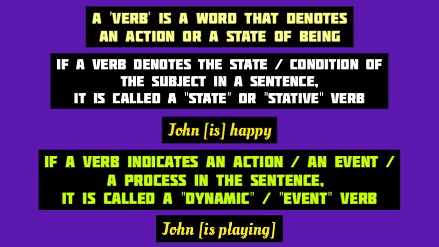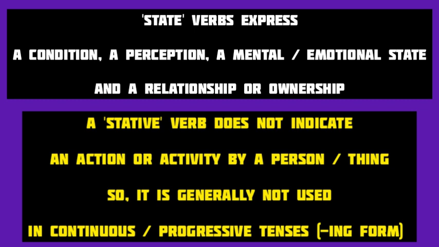On the other hand, if a verb indicates an action or an event or a process in the sentence, it's called a dynamic or event or action verb. For example, in the sentence John is playing, the verb is playing indicates an action or activity performed by the subject John. Hence, it's a dynamic or action verb. So now it's clear that a stative verb does not indicate an action or activity by a person or thing.